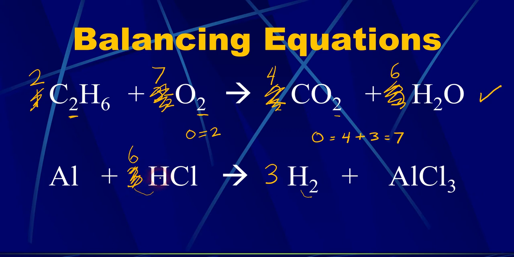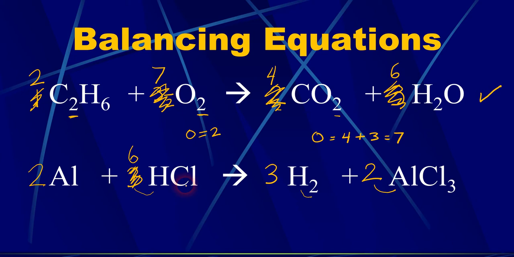So is everything balanced? Well, not quite, because we've now messed up our chlorines. We have 6 times 1, that's 6 chlorines on the left. How many chlorines are on the right? Just 3. So we're going to have to multiply 3 times 2 to make it equal 6. Anything else? Well, now we've messed up our aluminums. We had 1 on the left, and now we have 2 times 1, 2 aluminums on the right. So how do we balance that? We put a 2 over here.